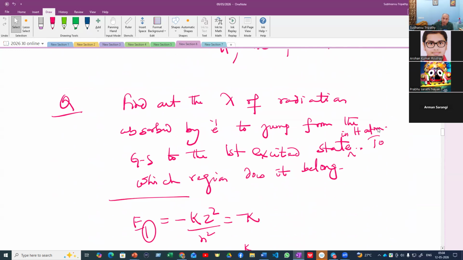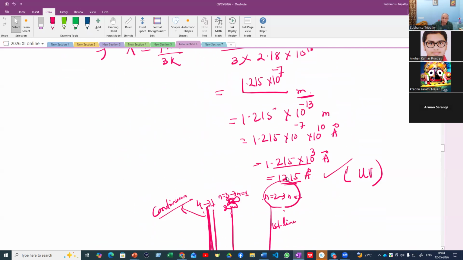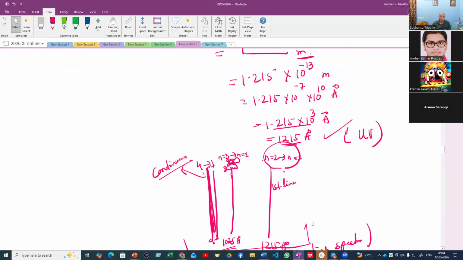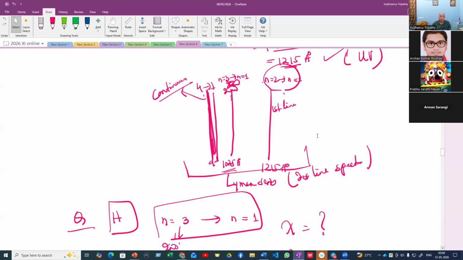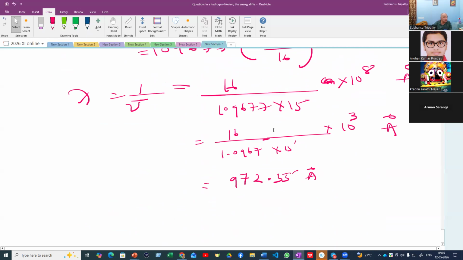First exercise. Sorry, it's not 1025, it is 1215 angstrom, the first line. I am so sorry. The second line will be 1025, which you did, right? Arohan, I think you told the answer 1000 something. Yes, sir, that is the second line. First line is 1215, and Prabhu claims it is 900, 972.55 angstrom. Same value, almost the same.